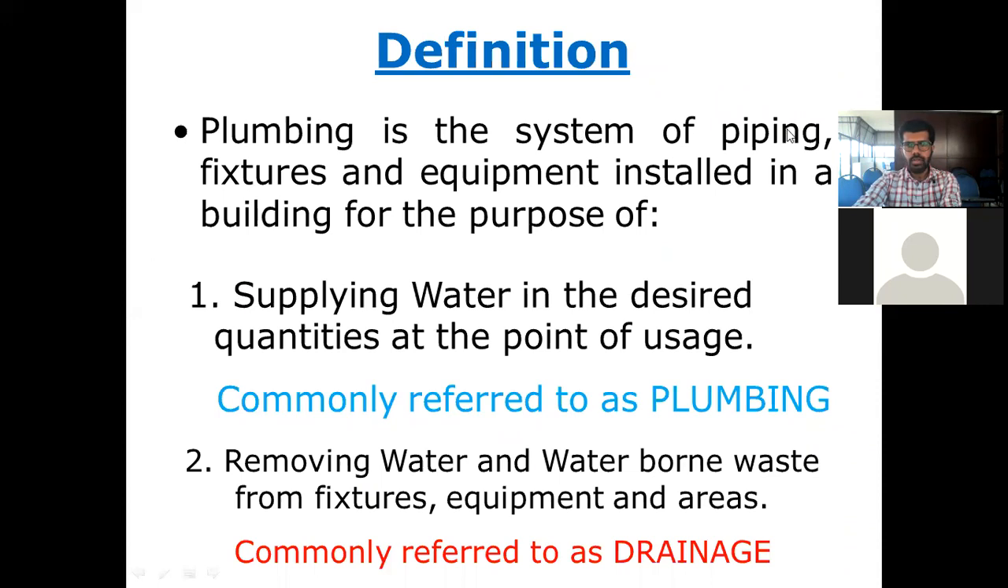Plumbing is the system of piping, fixtures, and equipment installed in a building for the purpose of supplying water in the desired quantities at the point of usage, commonly referred to as plumbing. Removing water and waterborne waste from fixtures, equipment, and areas is commonly called drainage. So instead of plumbing, you can call it supply, and this drainage also. Supply water in the desired quantities at the point of usage is one purpose. Then removing that water from the fixtures is called drainage.